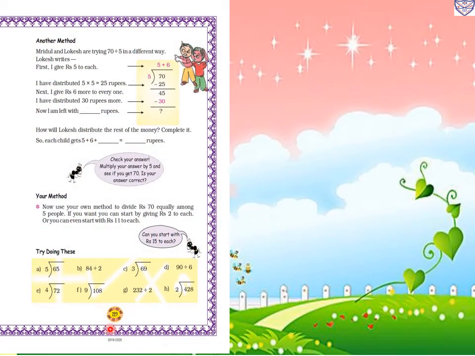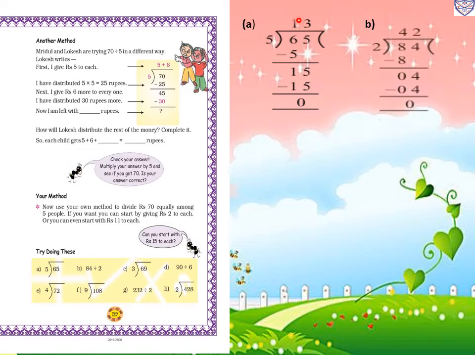Now same page number 129. Try doing this. So first, 65 divided by 5. So we will take first number 6. In 5 table when 6 will come, 5 ones are 5. So 6 minus 5, that is 1. So we will carry down 5. In 5 table when 15 will come, 5 threes are 15. So 15 minus 15, that is 0. So our answer is 13.